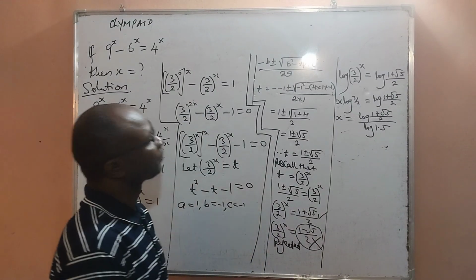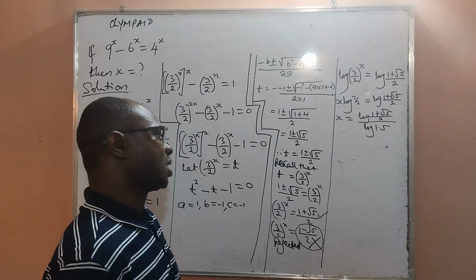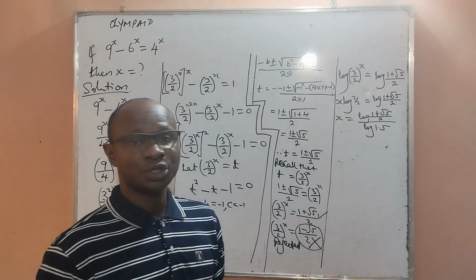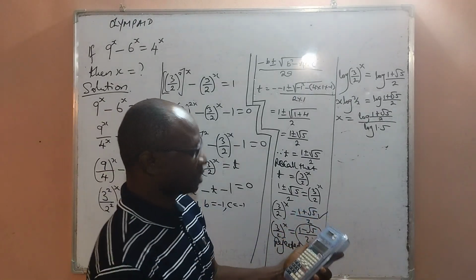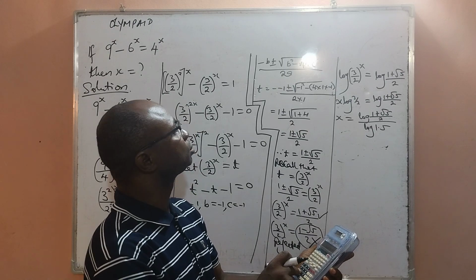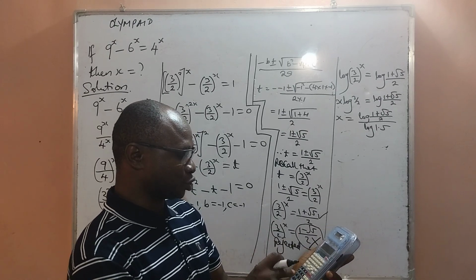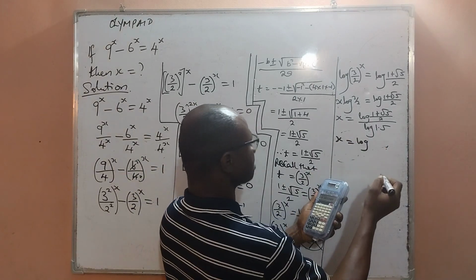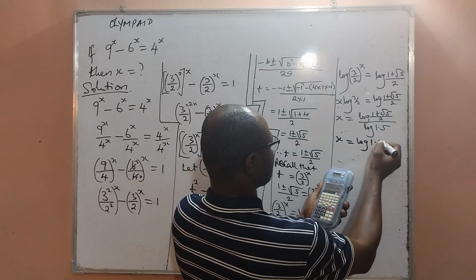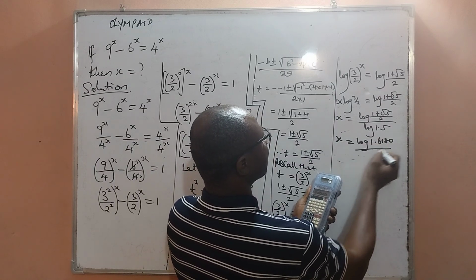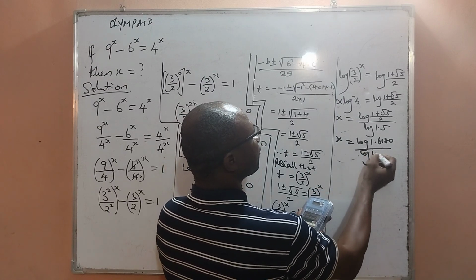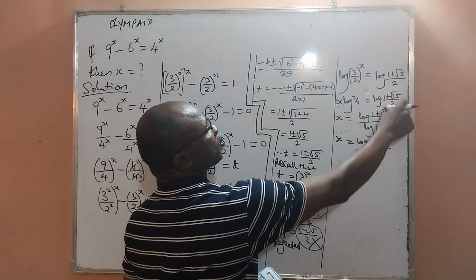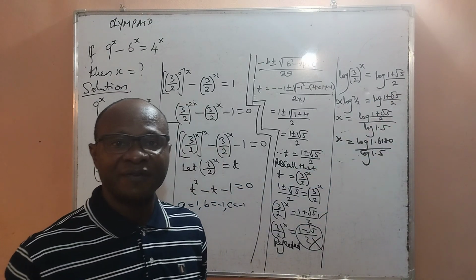What will we do next? I am going to find the square root of 5, which is 2.236, then plus 1, then divided by 2. Okay? So this is going to be, for me, x equal to the log of 1.6180 divided by the log of 1.5. Very good. What I did was simplify the whole value: 1 plus the square root of 5 divided by 2.